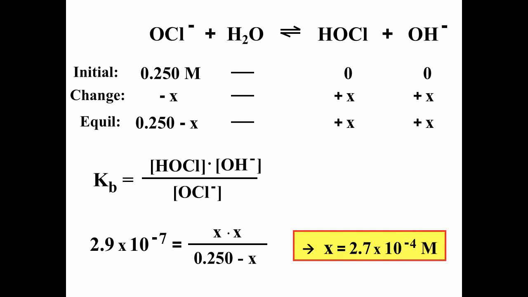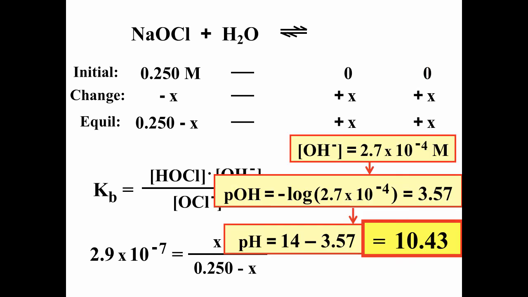And when we solve, in this case, we get x is equal to 2.7 times 10 to the minus 4th molar. Now, of course, that is the OH minus concentration, and we're interested in pH. So same thing as we have done in the past. The OH minus concentration is 2.7 times 10 to the minus 4th. We take the negative log of that, and we get 3.57, and that's the pOH. And then the pH is 14 minus 3.57, which is 10.43, and that is our answer.